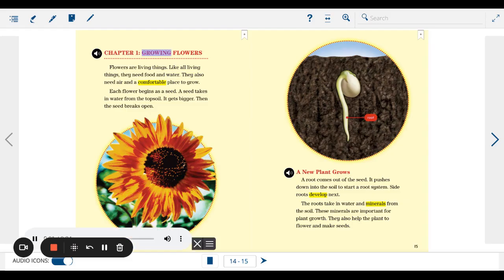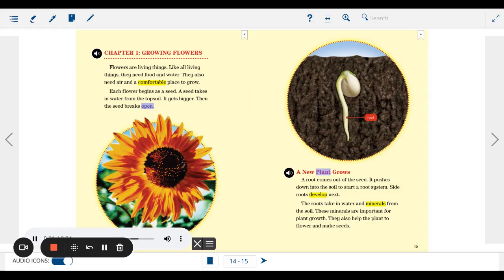Chapter 1. Growing Flowers. Flowers are living things. Like all living things, they need food and water. They also need air and a comfortable place to grow. Each flower begins as a seed. A seed takes in water from the topsoil. It gets bigger. Then the seed breaks open.